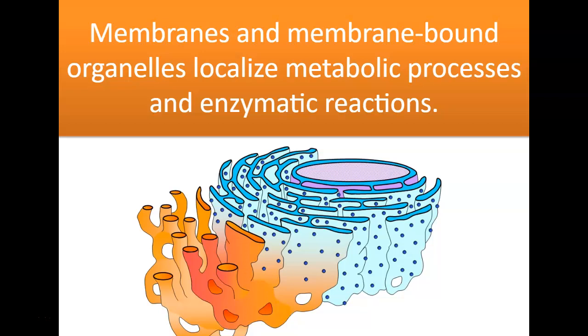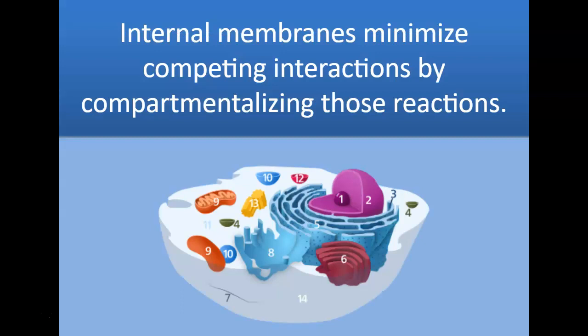So why do we have these things? Membranes and membrane-bound organelles are able to self-contain metabolic processes and reactions. They can house their own enzymes and make certain reactions take place without it floating everywhere. So that's one of the advantages of having membrane-bound organelles: it can contain certain enzymes that need to perform certain functions. Internal membranes minimize competing interactions. Like I said, it sections them off and compartmentalizes them so they're not all over the place in various forms.